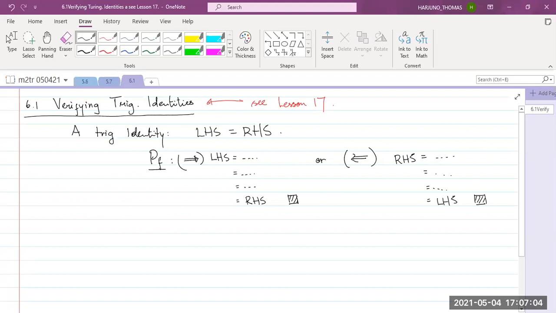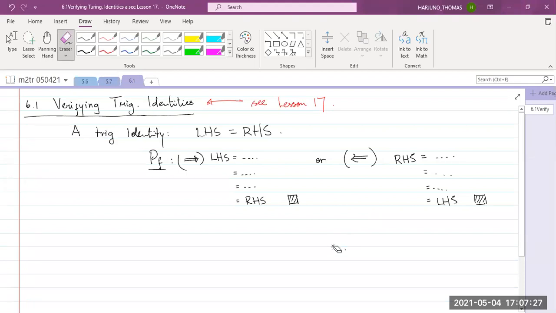Now, in the last 10, maybe even 15 years, or maybe even 20 years, at the end of the proof, we use this notation. In the past, we used QED to mark the end of the proof. Now we use a filled up square.